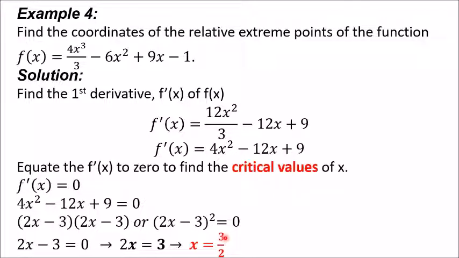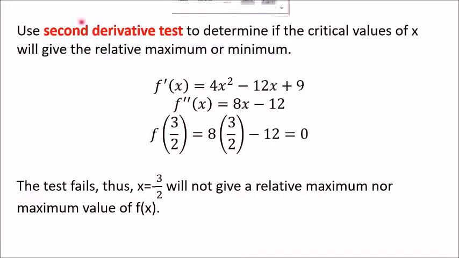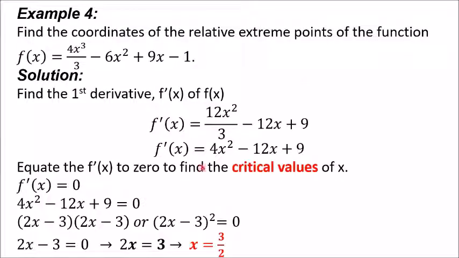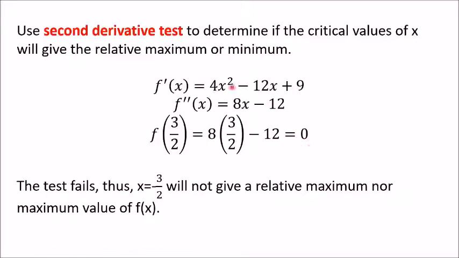Now, we will identify in the second derivative test kung ito ba ay magbibigay ng maximum or minimum. So, here we go. The second derivative test. So, first derivative natin, kinuha ko from the previous result. F prime of x equals 4x squared minus 12x plus 9. Baka magtaka kayo saan nanggaling yan ha. Dito, ito yung ating first derivative.